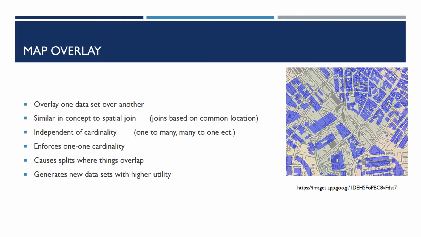It is similar to a spatial join, but it doesn't, excuse me, have any restrictions due to cardinality. Okay? Map overlay enforces a one-to-one cardinality where spatial joins require certain types of cardinality, and as the cardinality changes, the capacity with which you can create or construct a spatial join changes or is limited.